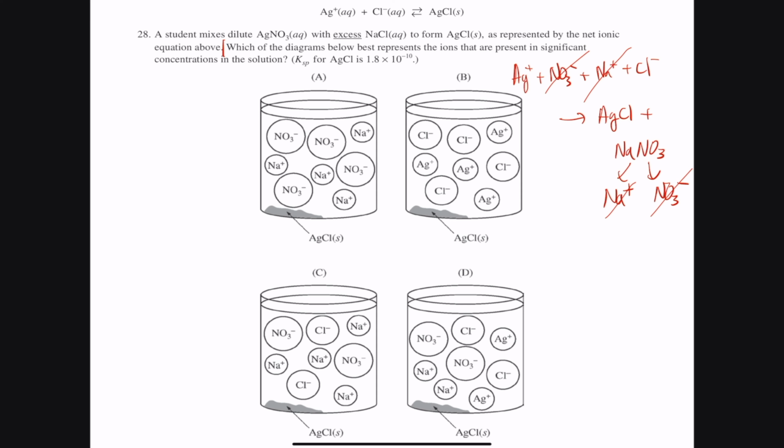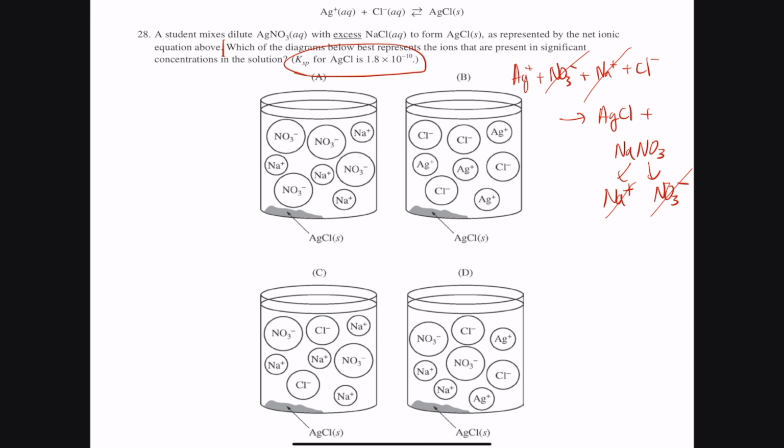This is a super easy question because look at the Ksp. I mean, you shouldn't even look at the Ksp, to be honest. If you're facing the AP exam very soon, then you should immediately know the solubility rules, of which silver chloride is literally one of the most famous insoluble compounds that every AP chemistry student should know of. So this is not soluble.